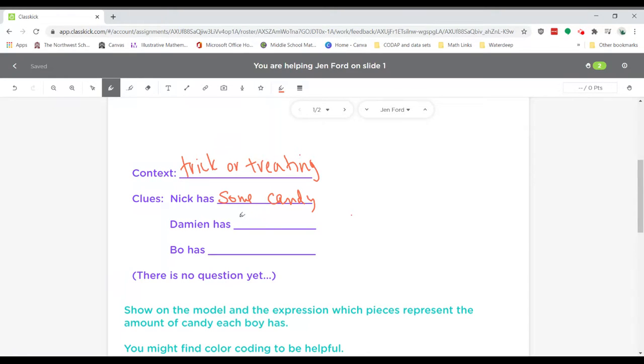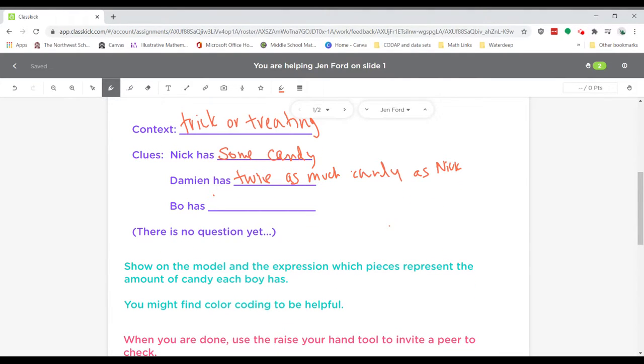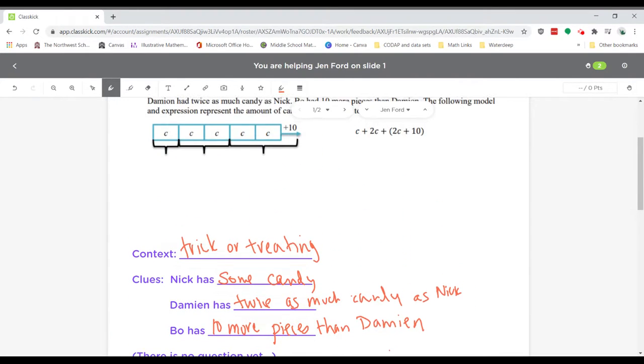We know that Damien has twice as much as Nick. And Beau has 10 more pieces than Damien. Sorry that my handwriting is so bad. I'm writing not totally in tablet mode.